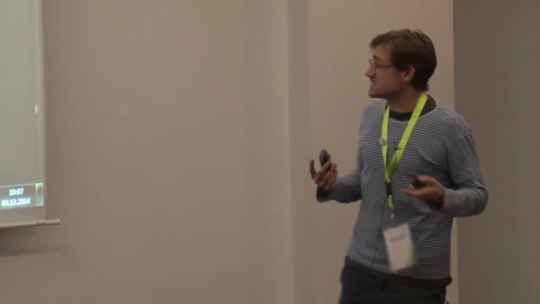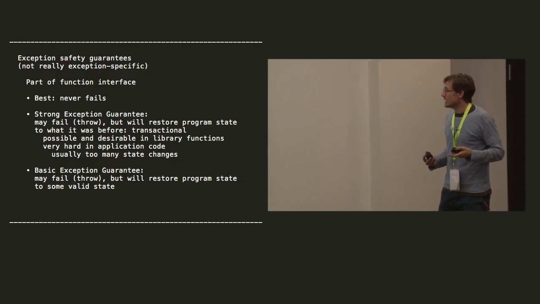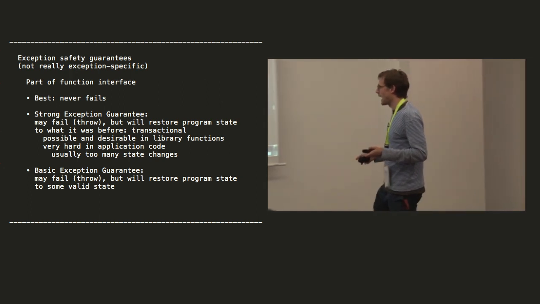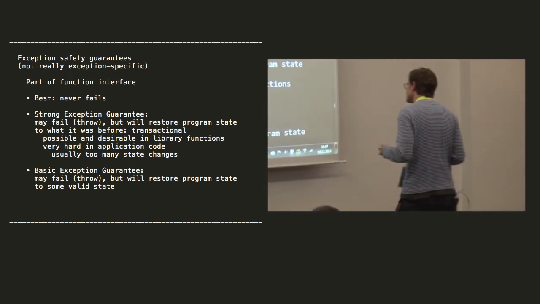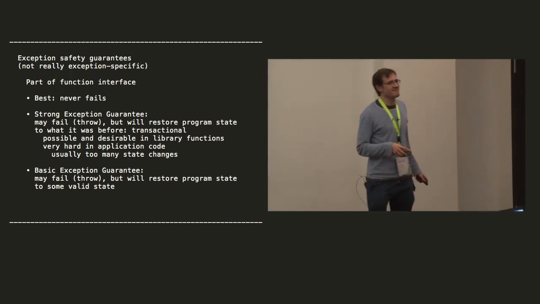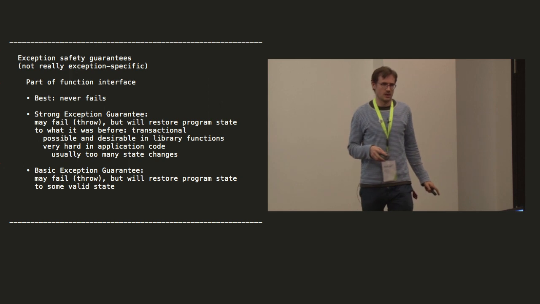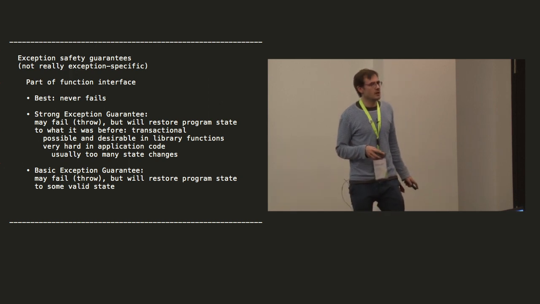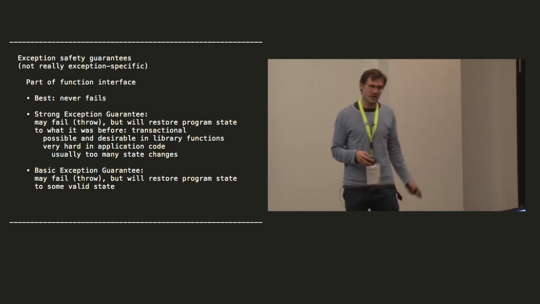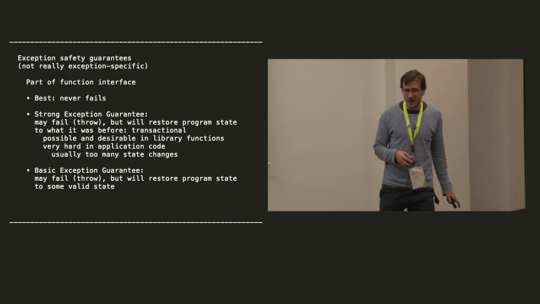All right. So how do we deal with these things? Well, you say, you know what? We do basic exception guarantee. If we may fail, it's okay. And we will restore the program state, but not to what it was before, but to some valid state. Well, maybe it's a good compromise. We just leave the program in a valid state. We can carry on. Maybe it doesn't require quite as much work, although we still are going to have quite a few code paths.